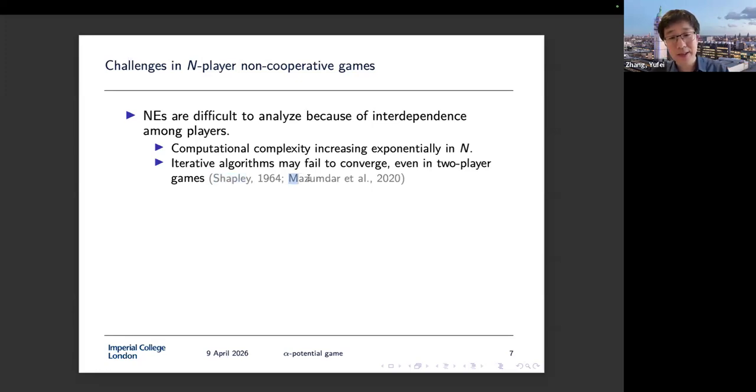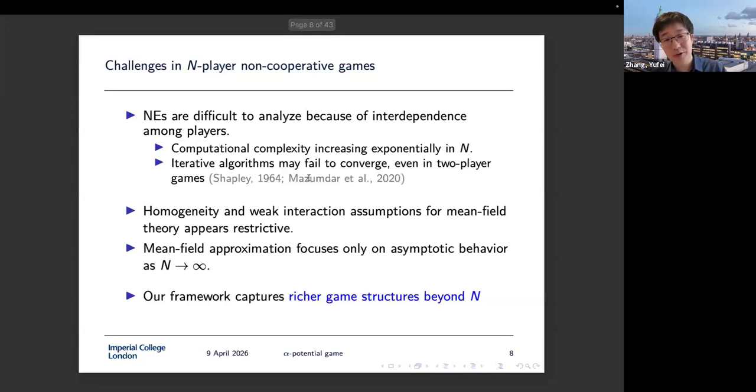Recently, a group at UC Berkeley observed that even in the simple linear quadratic case, where all the players use gradient descent to optimize their objective functions, the corresponding algorithm does not converge to the Nash equilibrium. Because of this difficulty in analyzing and computing the Nash equilibrium, people start to look for structure in the game so that the analysis and computation of Nash become easier. One of the popular, established frameworks in our community is the mean field game approximation.